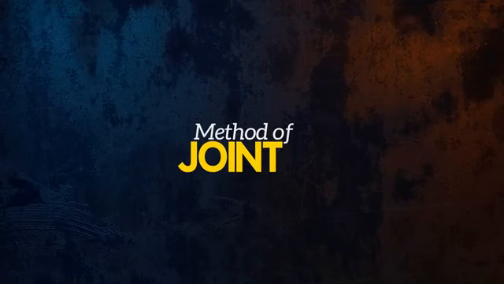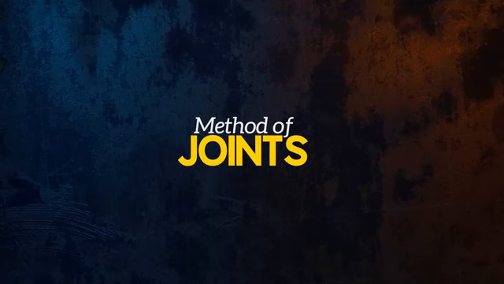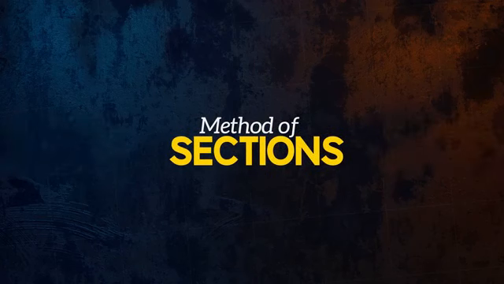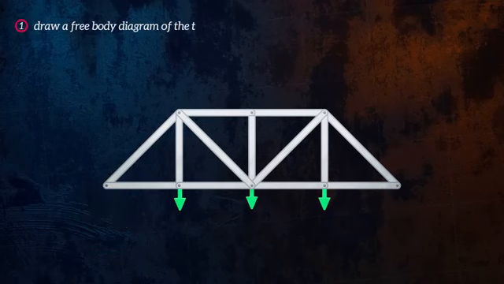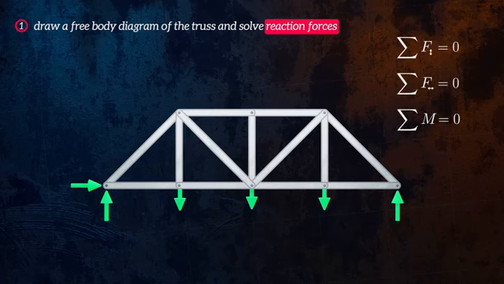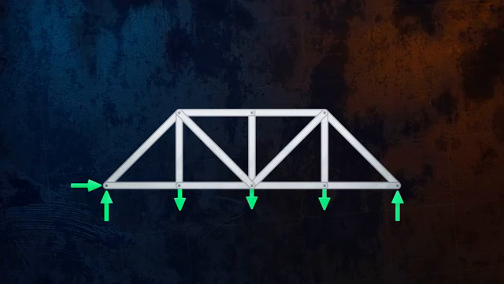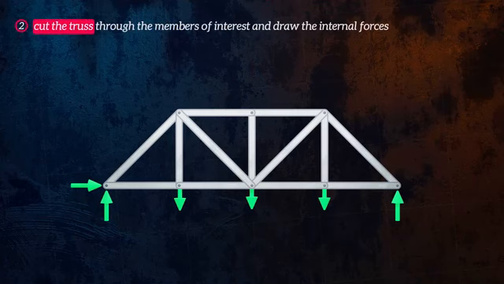We've covered the method of joints. Let's look at the other method we can use to solve trusses, which is the method of sections. The first step is the same as the method of joints. We draw the free body diagram and use the equilibrium equations to solve the reaction forces. Next, we make an imaginary cut through the members of interest in our truss, and we draw the internal forces in the cut members.